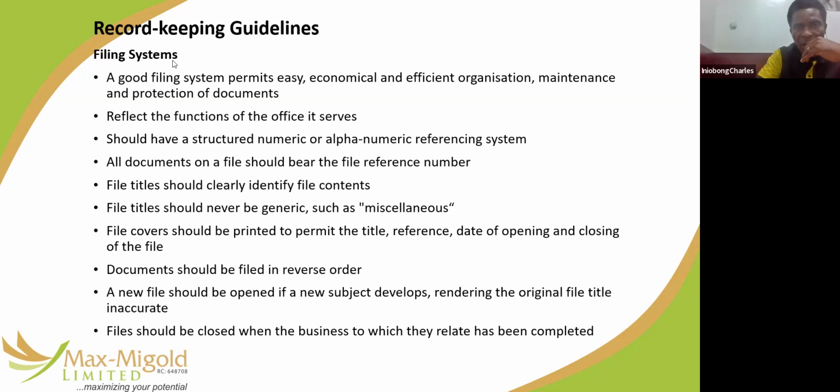Okay, record keeping guideline, filing system. A good filing system permits easy, economical, and efficient organization, maintenance, and protection of documents. Very important thing about documents that you must know. One, your document must be retrievable, as in whenever you need that record, you must file or store it in such a way that you can get it.